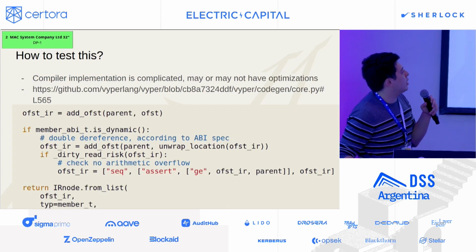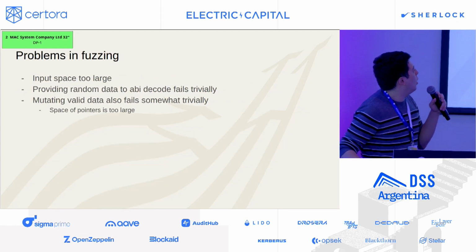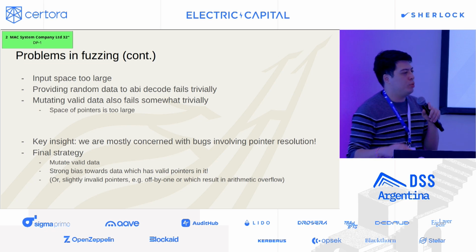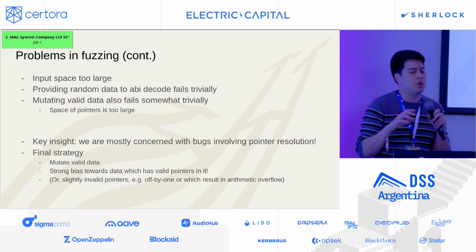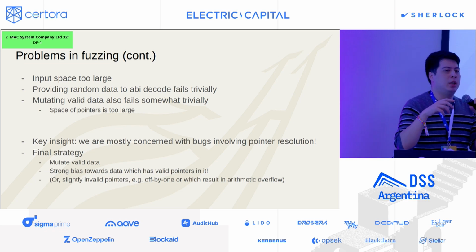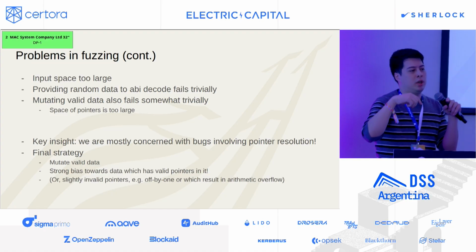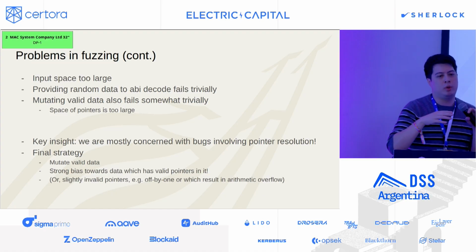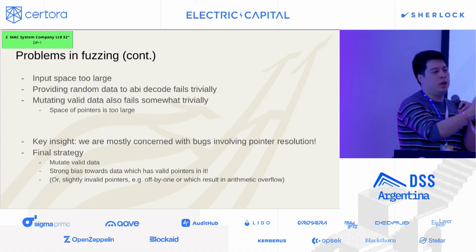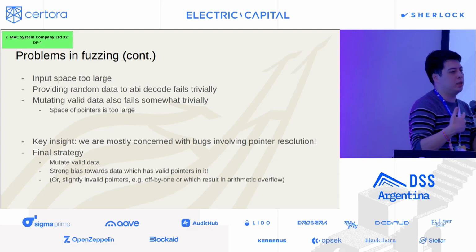So there's a couple techniques we used. One is mutating valid data. So you take a valid ABI payload, and then you kind of point mutate it. Or you do something weird. You take a slice of 32 bytes and rewrite it into some other 32 bytes.